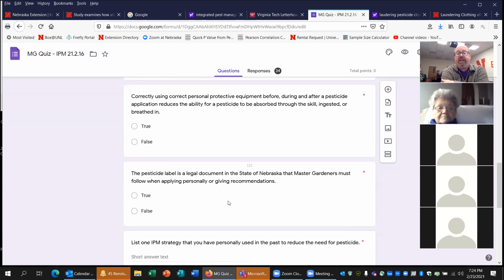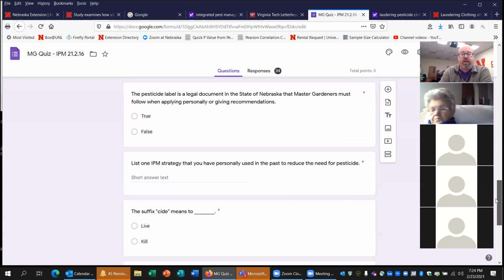The pesticide label is a legal document in the state of Nebraska that master gardeners must follow when applying personally or giving recommendations. That is true. It is a legal document. So whether you are doing the application at home on your own or you're recommending, it is a legal document that you are required to follow all the time.